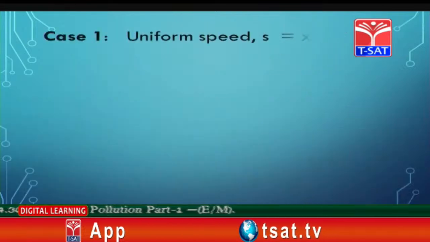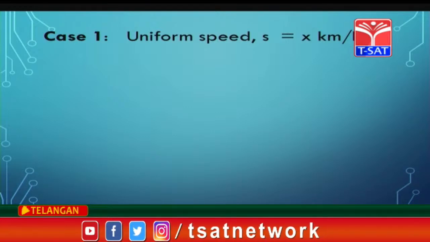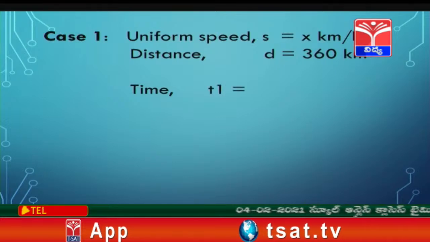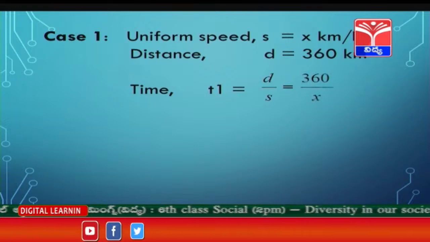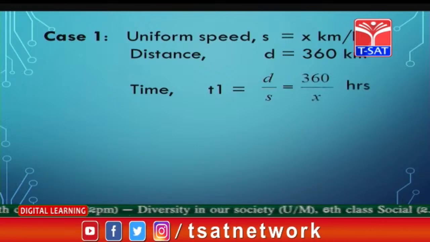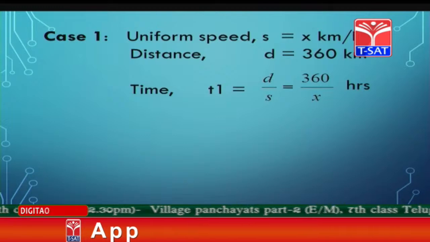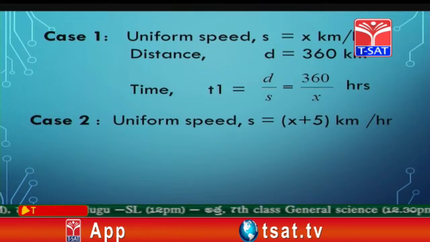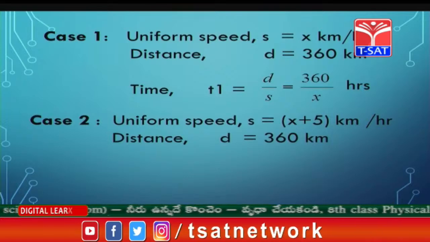There can be two cases possible. Case 1, when the train is travelling with a uniform speed, let me consider it as x kilometers per hour, and the distance given to us is 360 kilometers, and we know time t1 is equal to distance by speed, which is equal to 360 by x hours. Now, in the question it is given the speed has been increased by 5 kilometers per hour more. So, that comes for case 2. Now, our speed becomes x plus 5 kilometers per hour, but the distance remains same, that is equal to 360 kilometers.